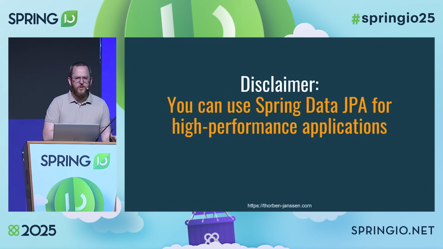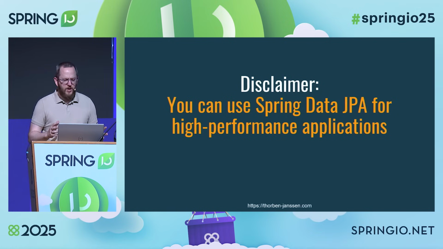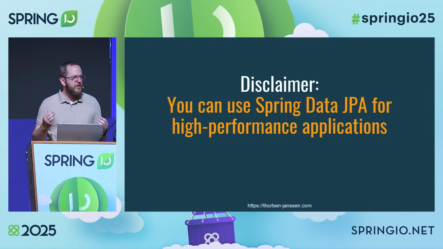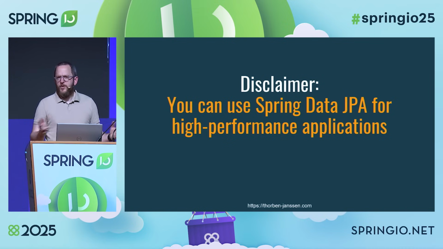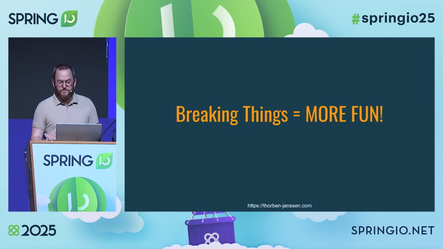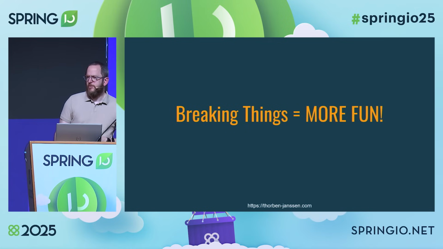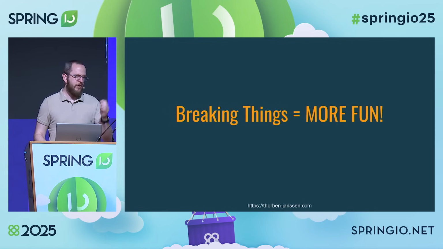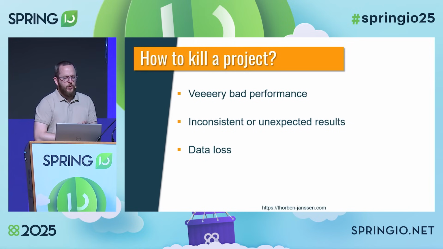Quick disclaimer before we look at all the things that could go wrong. You can, of course, build high-performance applications with Spring Data JPA. I hope most of you have already done that. If not, then you will definitely get some inspiration in this talk on what to improve to actually get a high-performing application. But sometimes breaking things is a little bit more fun than standing in front of a crowd and always talking about what the right way would be, right? So what can we do to actually get a project in trouble?